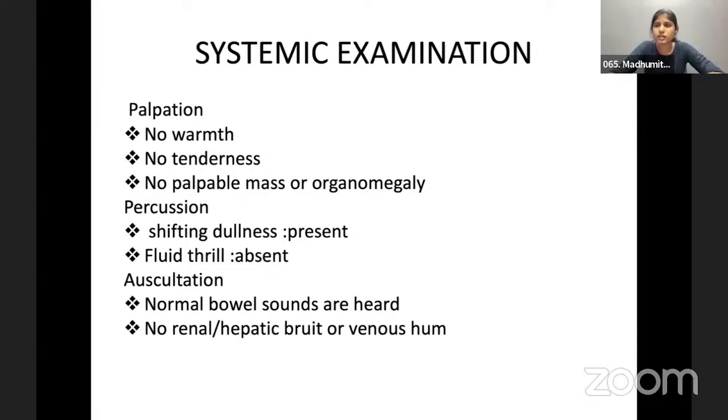Less than 500 ml of fluid is present. You are saying that the fluid is more than 500 ml. You are having around 1000 ml, one liter of fluid. Fluid thrill is absent, but shifting dullness is also absent. So what does that imply?